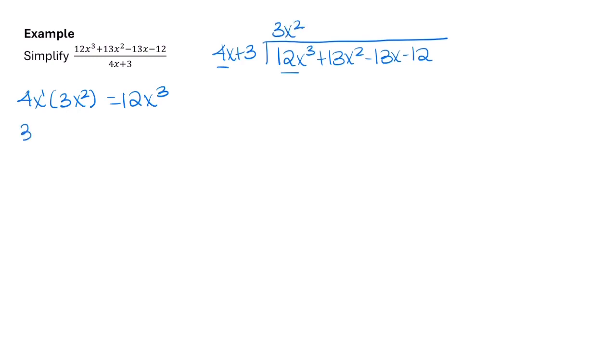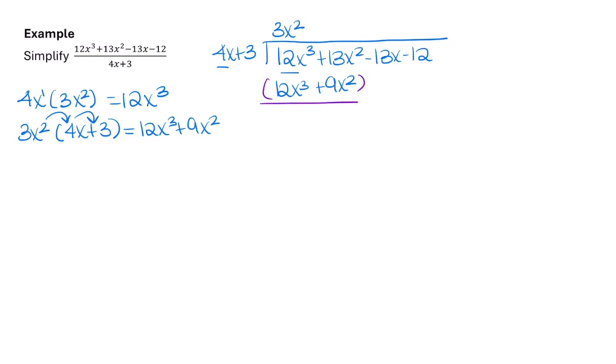And what I need to do now is take that 3x squared and multiply it by the divisor, by that 4x plus 3. When I do that, I'm going to distribute the 3x squared to both terms, so I have 12x cubed plus 9x squared. So I'm going to write 12x cubed plus 9x squared. And what I need to do now is subtract these terms. To subtract these terms, I'm just going to basically switch the sign and then combine the like terms. 12x cubed minus 12x cubed is 0. 13x squared minus 9x squared is 4x squared. Now I need to bring down the next term, which is a minus 13x.